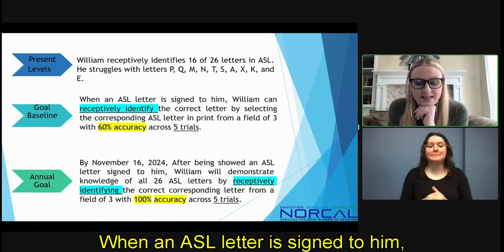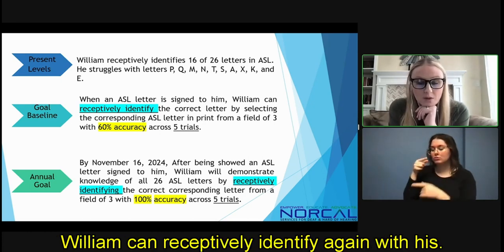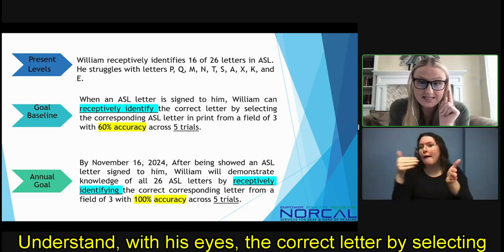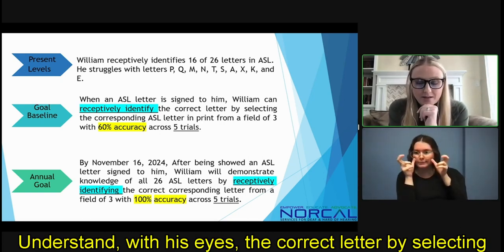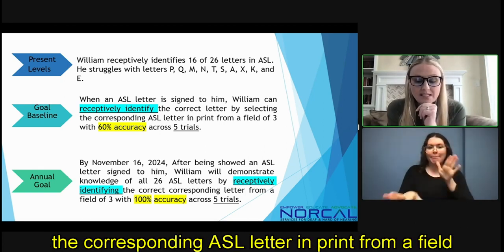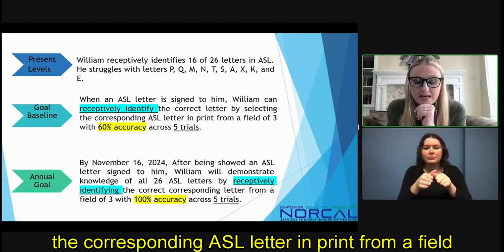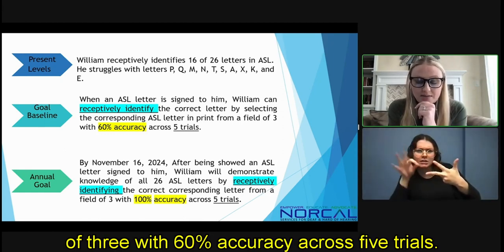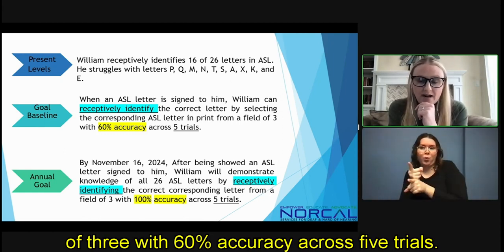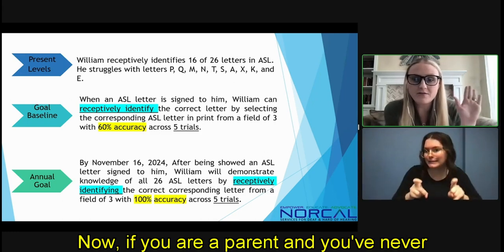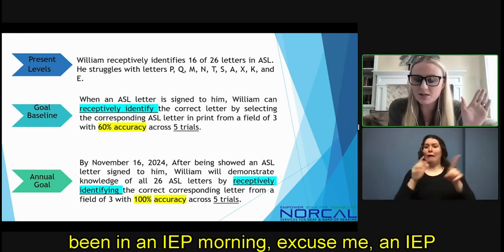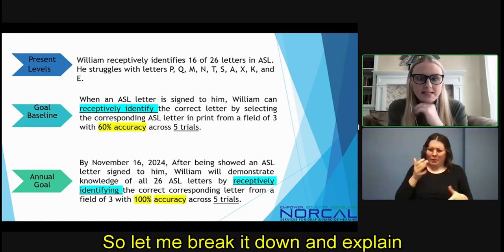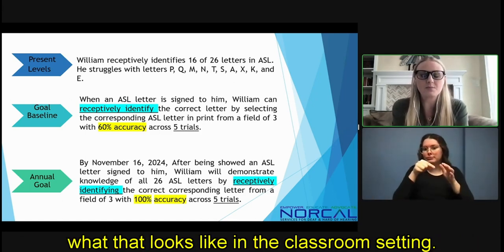When an ASL letter is signed to him, William can receptively identify, again, understand with his eyes, the correct letter by selecting the corresponding ASL letter in print from a field of 3 with 60% accuracy across 5 trials. Now, if you are a parent and you've never been in an IEP meeting before, that might sound very confusing to you. So let me break it down and explain what that looks like in the classroom setting.